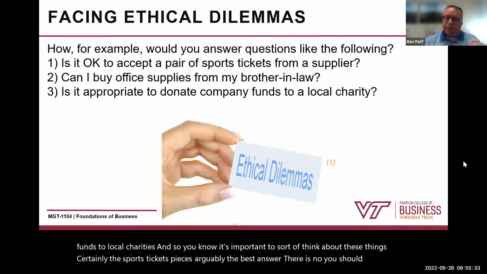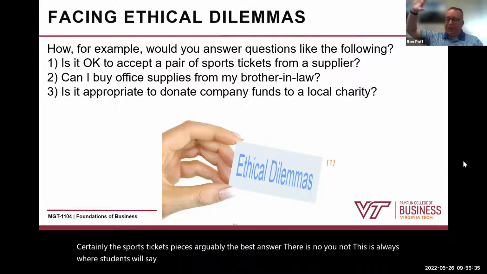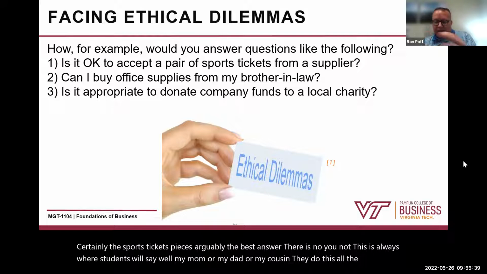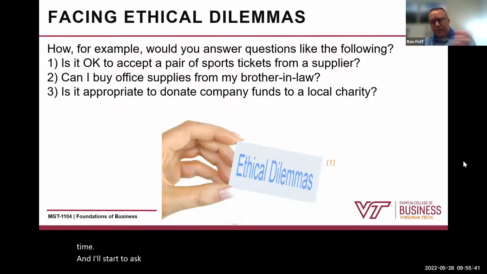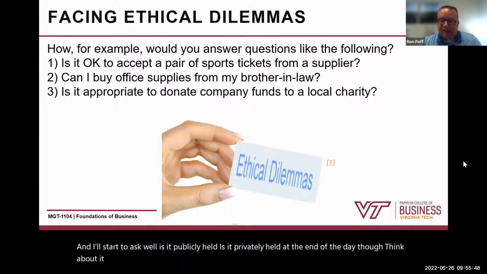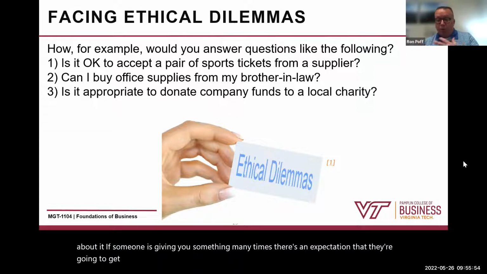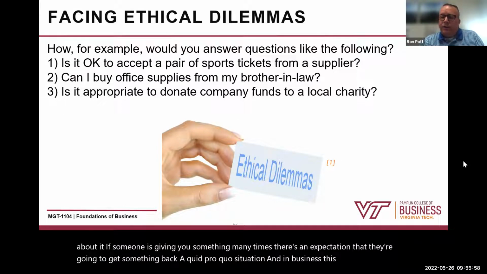This is always where students will say, well, my mom or my dad or my cousin, they do this all the time. And I'll start to ask, well, is it publicly held? Is it privately held? At the end of the day, though, think about it. If someone is giving you something, many times there's an expectation that they're going to get something back, a quid pro quo situation. And in business, this can happen quite frequently.